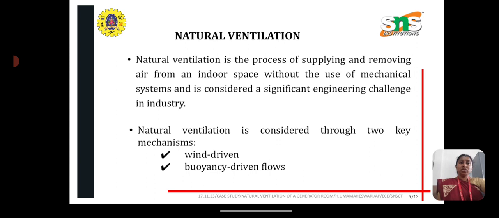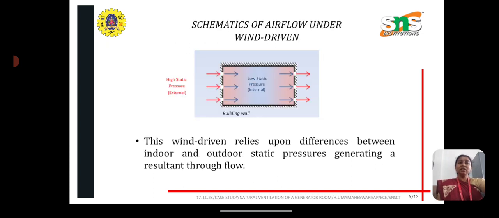Now we'll see about natural ventilation, where natural ventilation is the process of supplying and removing air from an indoor space without the use of mechanical systems and is considered a significant engineering challenge in the industry. This natural ventilation is considered through two key mechanisms. One is wind driven and another one is buoyancy driven flows. Wind driven relies upon the differences between the indoor and the outdoor static pressures generating the resultant through flow.